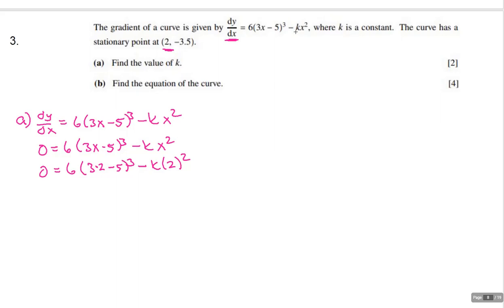Okay, so hopefully you did that. And if you did, you found out that k is equal to 3/2, or 1.5. It shouldn't have been that hard, but hopefully you were able to do that. Now, in part B, it says find the equation of the curve. Once again, this is going to involve integration, so we might as well go ahead and do it.